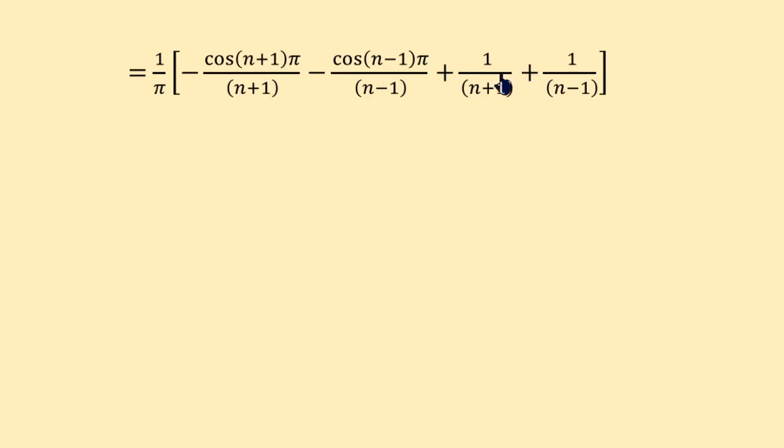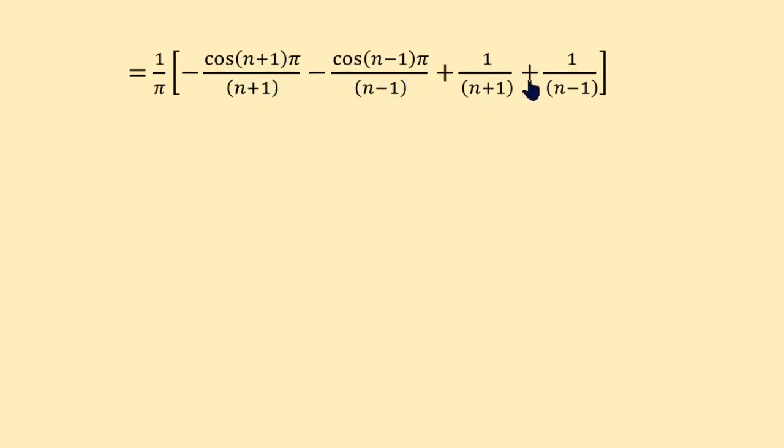So, it becomes plus. Now, cos n pi is minus 1 power n. Therefore, cos n plus 1 pi is minus 1 power n plus 1, and here minus 1 power n minus 1. Minus 1 power n minus 1 is nothing but minus 1 power n plus 1, because if you multiply minus 1 power n minus 1 by minus 1 square, it becomes minus 1 power n plus 1. Hence, if you take minus 1 power n plus 1 outside, it becomes minus of minus 1 power n plus 1, times 1 by n plus 1 plus 1 by n minus 1.